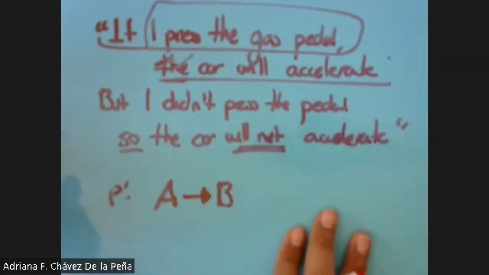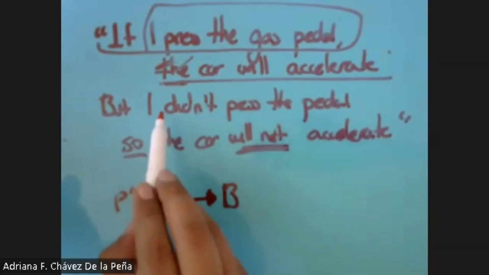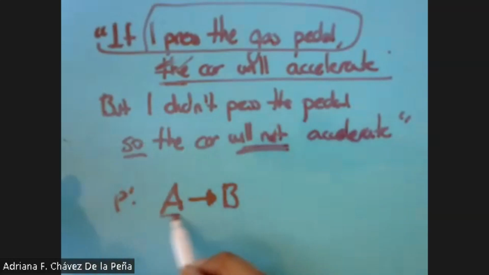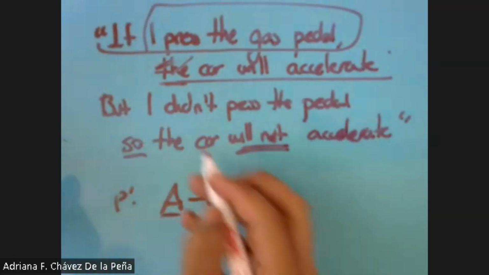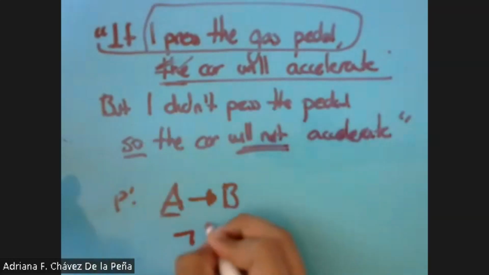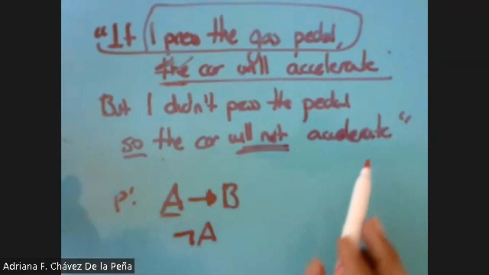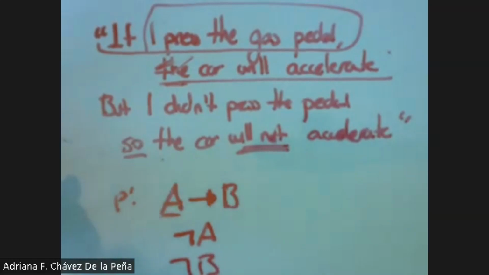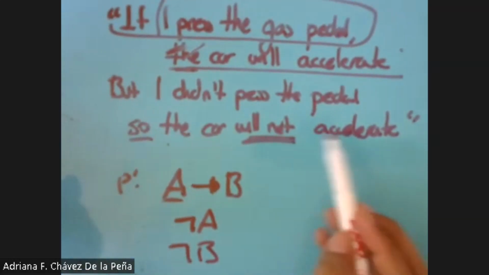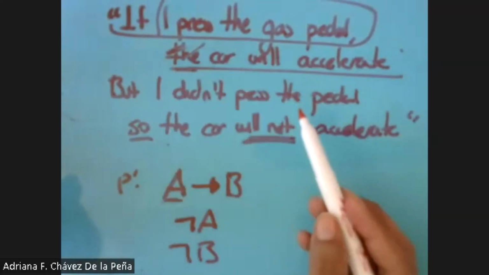And then, let me move this a little up. We say that I didn't press the pedal. So now I am denying that this condition happened, whatever the content is. And then I am inferring this conclusion. So that means that the car will not accelerate. So I am denying the consequence that I have affirmed here.